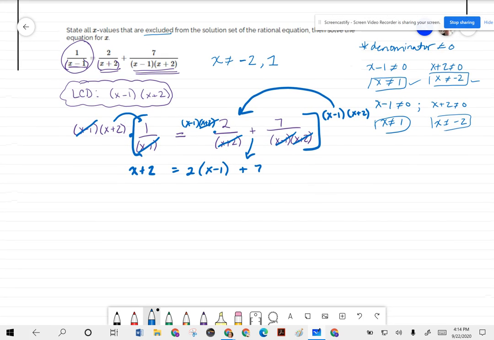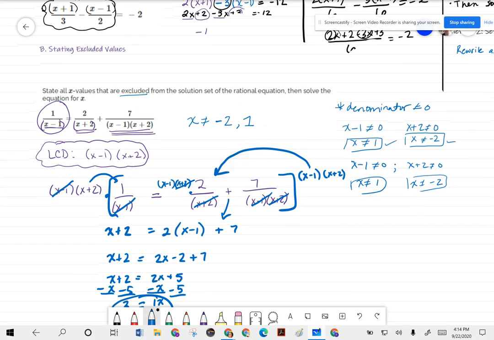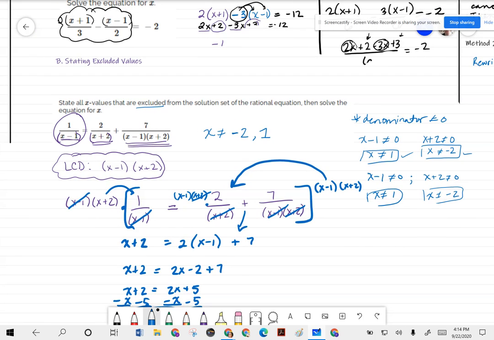And now look, I have something a lot easier for me to deal with. I've got x plus 2 is equal to 2x minus 2 plus 7. I've got x plus 2 is equal to 2x plus 5. Then I'm going to subtract x on this side, so I'm left with a positive 1x. And then I'm going to subtract 5, and it looks like 1x is equal to 3. And so from that point, what you should do is really plug in and check to make sure that you're right. But for purposes of this video, I just wanted to go over that step with you.